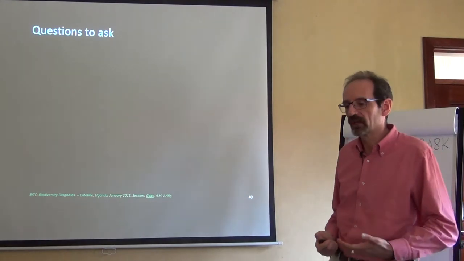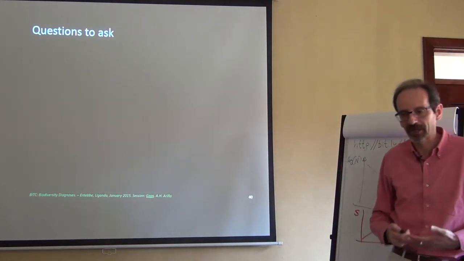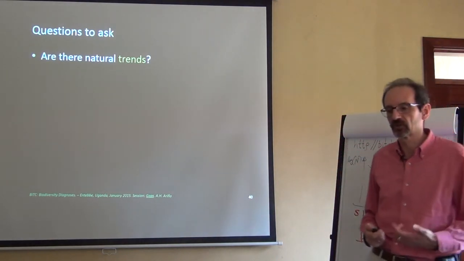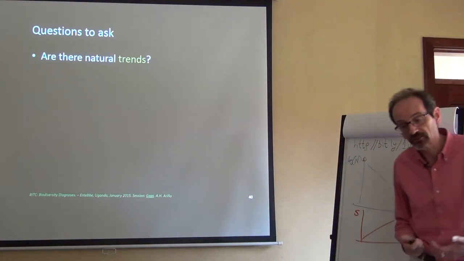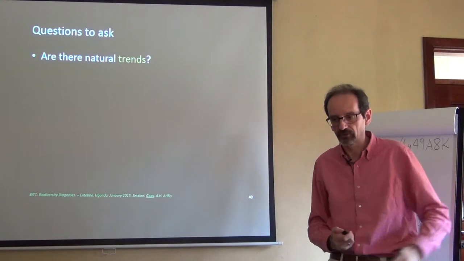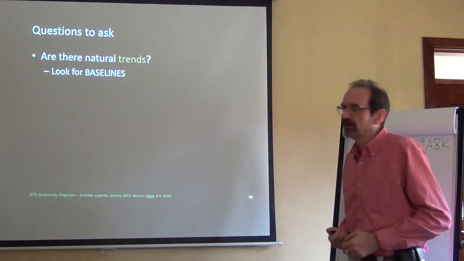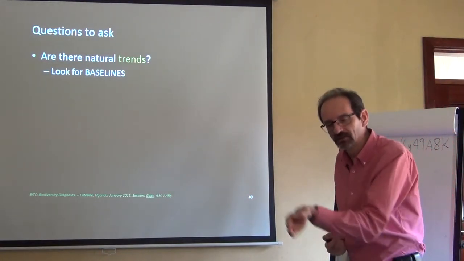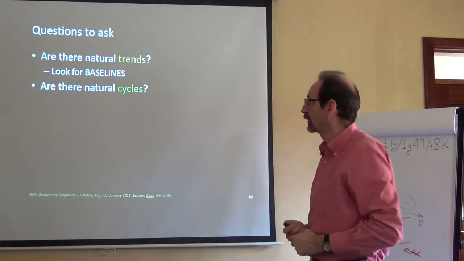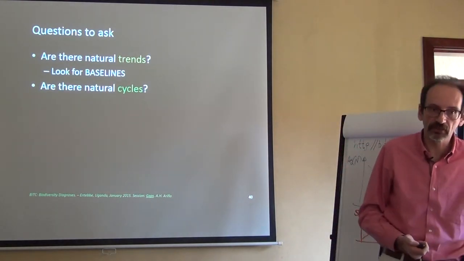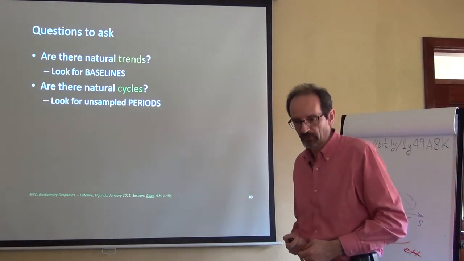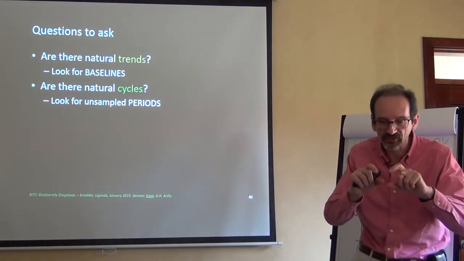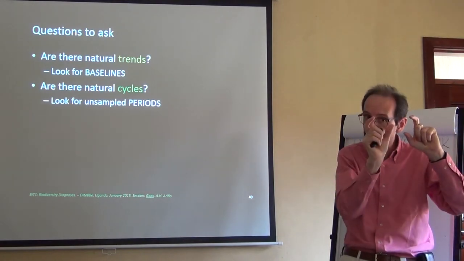So which questions should we ask when we analyze time for gaps? First and foremost, are there natural trends in this population? Are there natural trends in this set of species? Because if there are natural trends, we have to factor them out in order to find the gaps. We need to look for baselines, previous knowledge, the expected natural curves. Are there natural cycles? Is the species seasonal? Does it migrate? So we have to look for unsampled periods of time. We have to look at the distribution of our sampling periods and see whether there is some specific period which is missing.